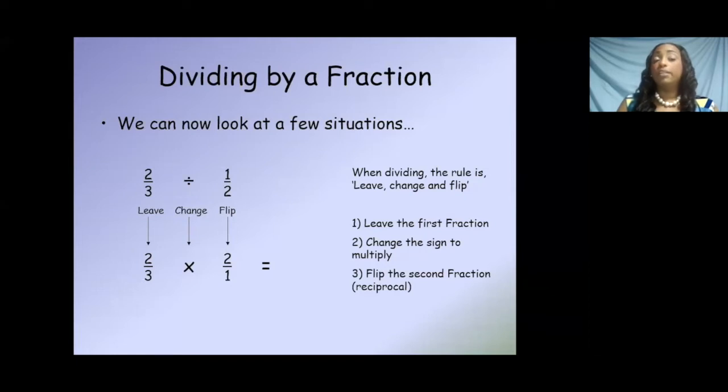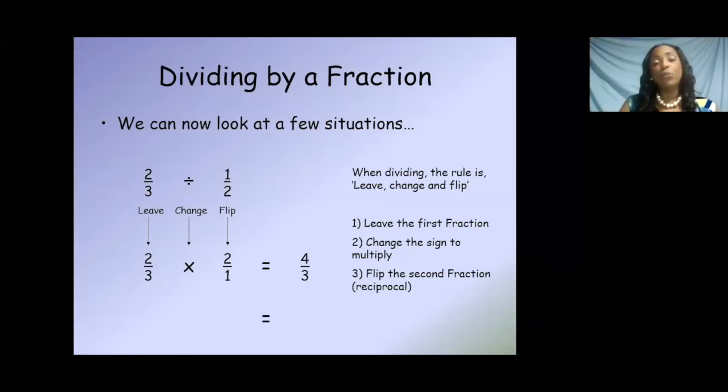So in this case, 2 times 2 is 4, and 3 times 1 is 3. So we end up with 4/3. Is that completed?